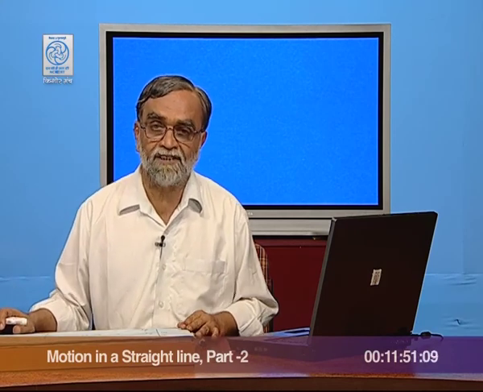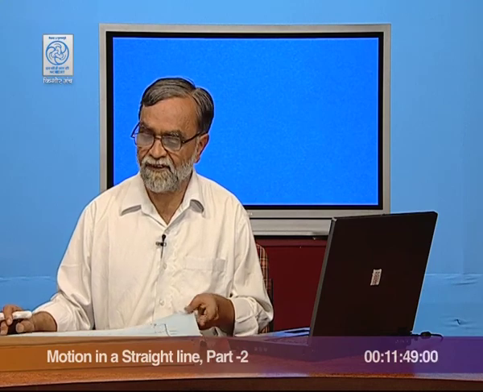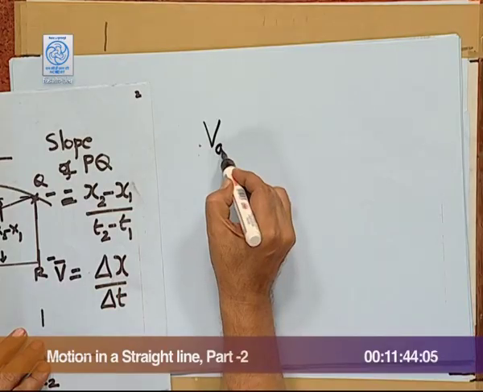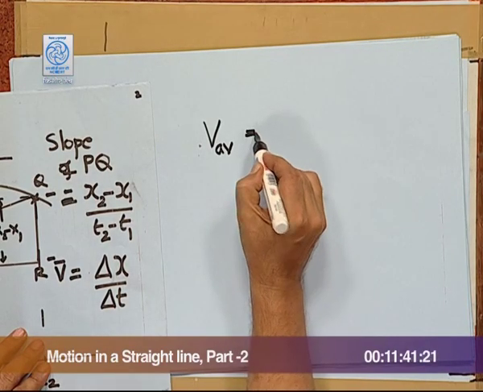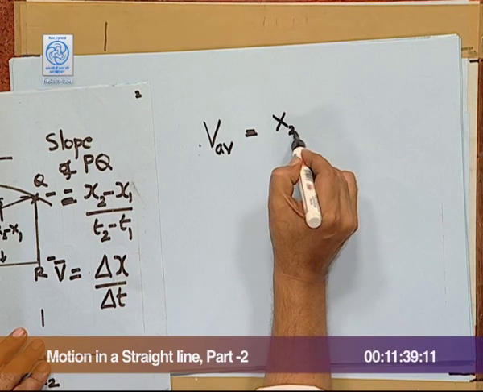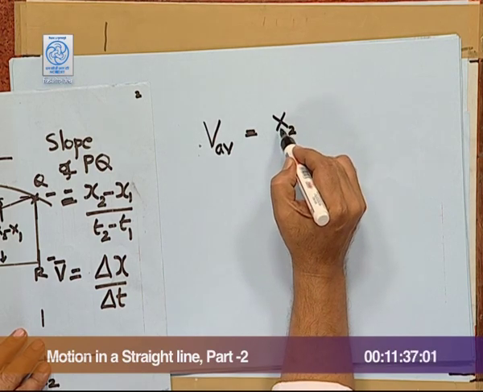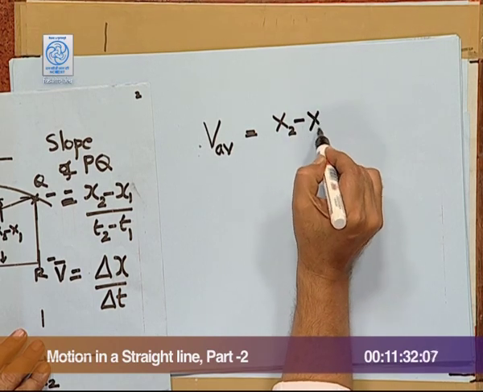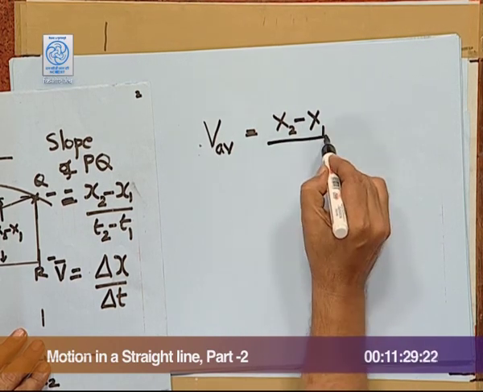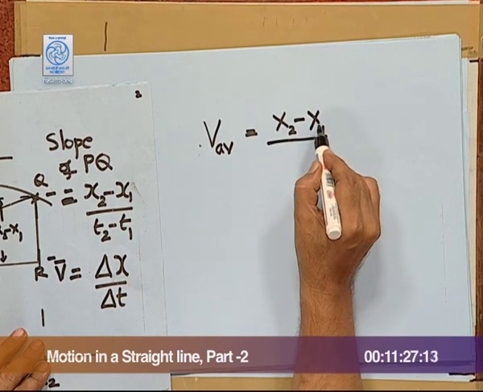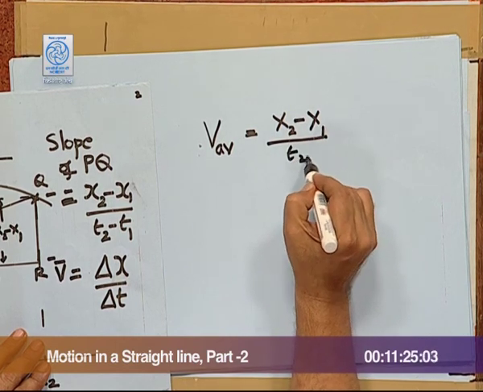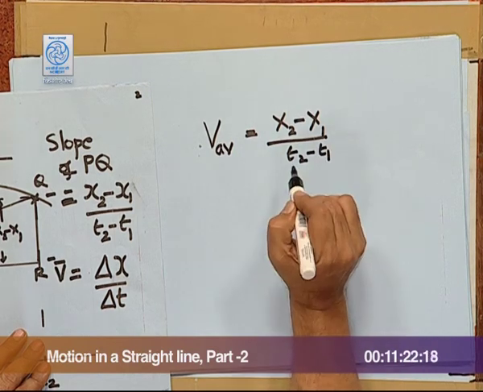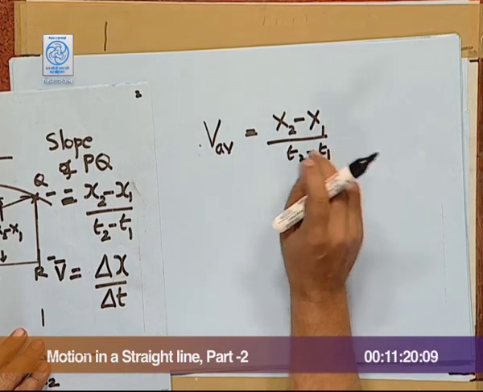Now, I told you we will define a quantity called average velocity. Average velocity, V average, is defined as the change in position. Say, for example, it is at position x 2 at time t 2 and it is at position x 1 at time t 1, then we define a quantity x 2 minus x 1 divided by t 2 minus t 1, which we call average velocity.